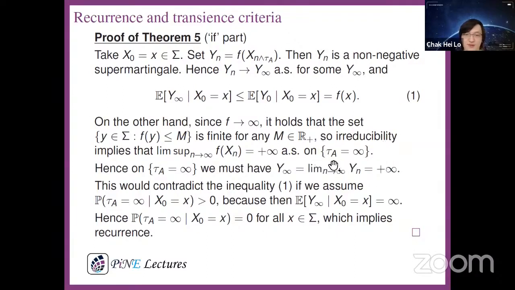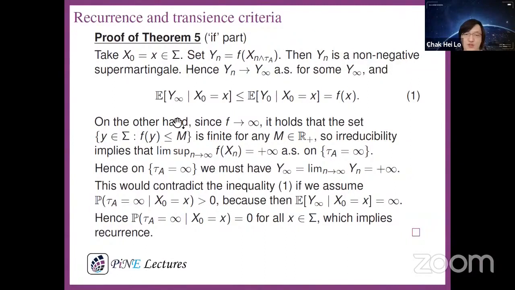So when this stopping time tau A is infinite, then we will have the lim sup of this f(X_n) is positive infinity. Okay, so because of this, if we consider Y infinity, we should have the same result, because Y infinity is just the limit of Y_n. Because this lim sup is equal to positive infinity, this limit is also positive infinity. Okay, but then this is actually a contradiction. So why is that? It's because this contradicts the inequality here.